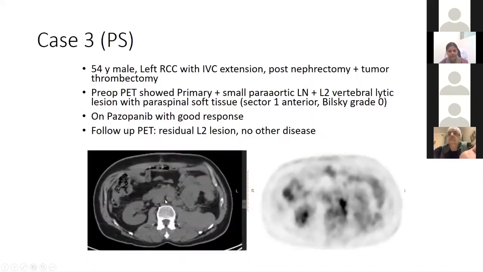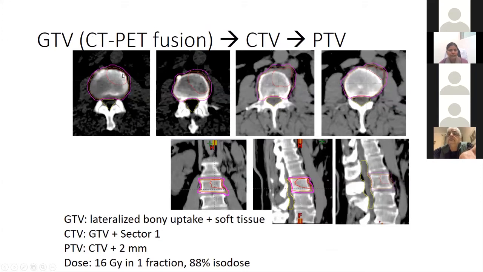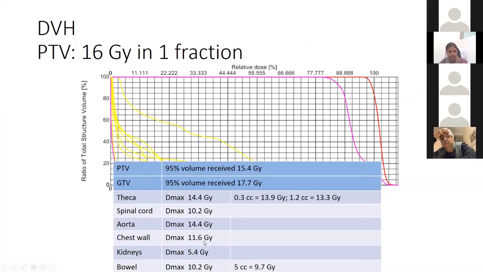Third case is a patient with RCC, post-systemic therapy, who had a residual L2 lesion, which was involving the anterior vertebral body, not tending towards any of the pedicles. So our CTV included only sector 1 and PTV was given a 2 millimeter margin. This was prescribed a dose of 16 gray.